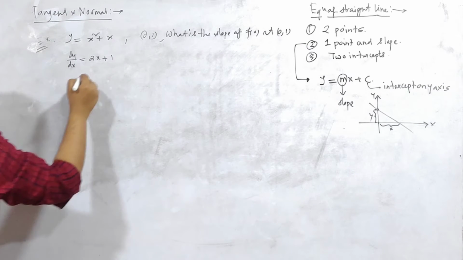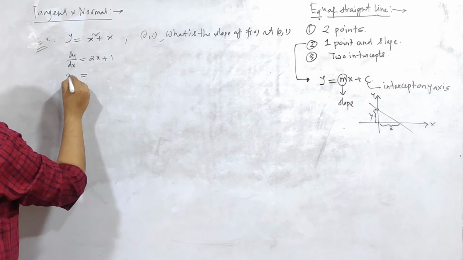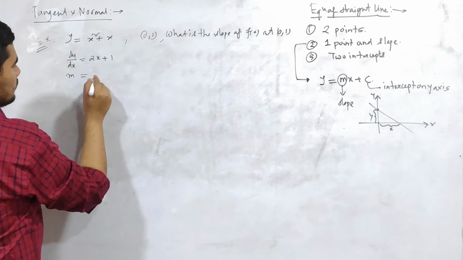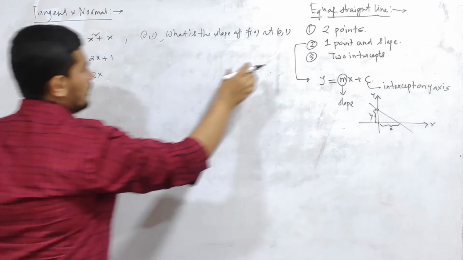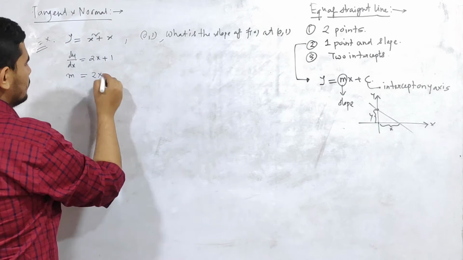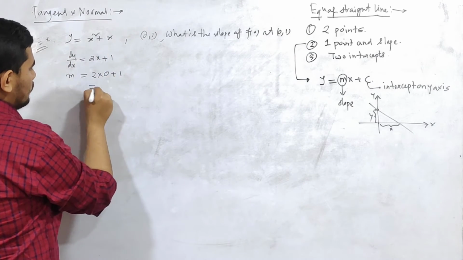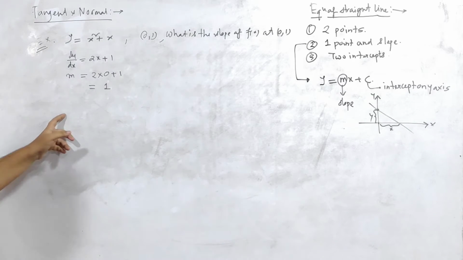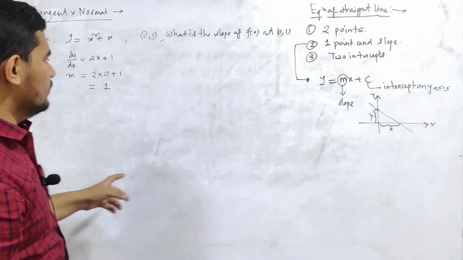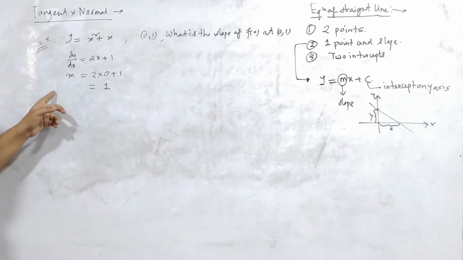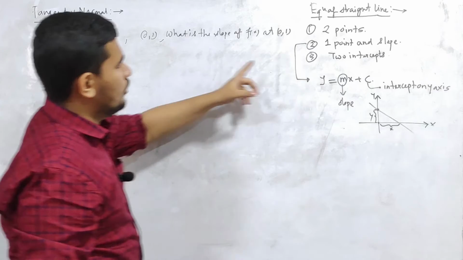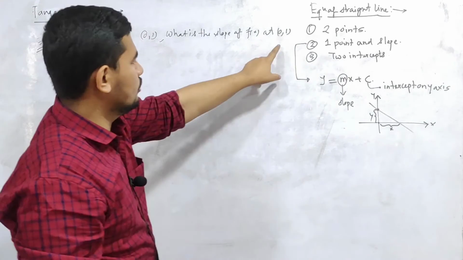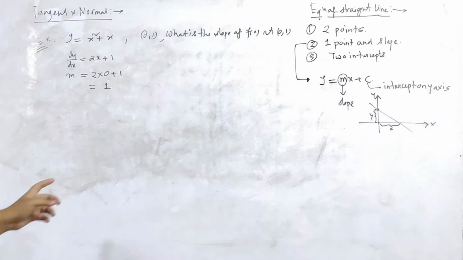To determine the slope, let's take the slope as m, and at 0, 1 the x coordinate is 0, so my slope will be 1. In this way I can determine the slope of any function. All we need to do is differentiate the function and take the slope at the point we are asked about, that is, here 0 and 1. This way we can determine the slope.